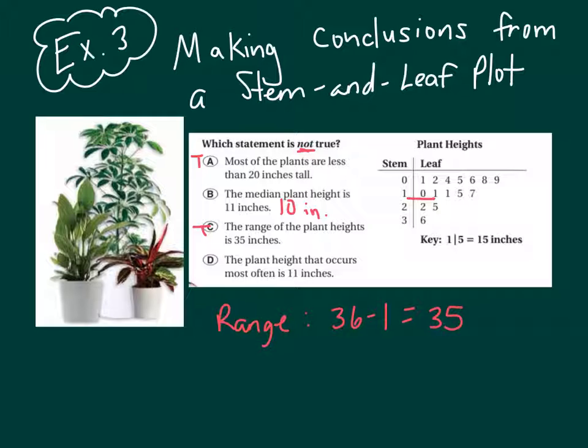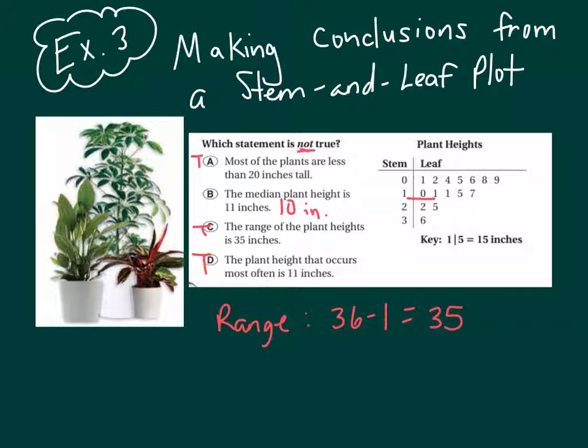And then the final one says the plant height that occurs the most often, which would be kind of like the mode, is 11 inches. We can see here that we've got an 11 and another 11. So there are 2 plants that are 11 inches. And if you look at the rest of the list, there is only 1 value in each of those rows. So that's also true, that the one that shows up the most is 11.